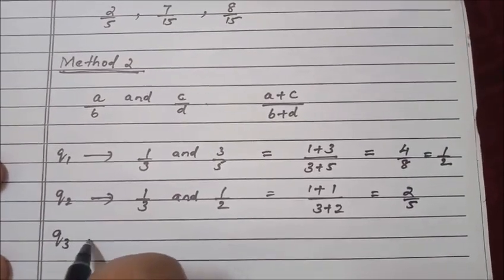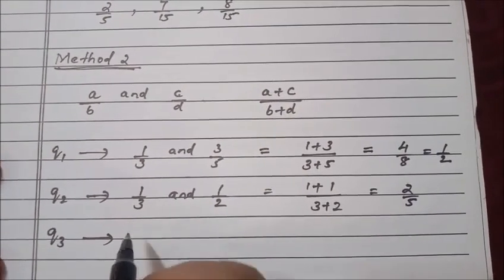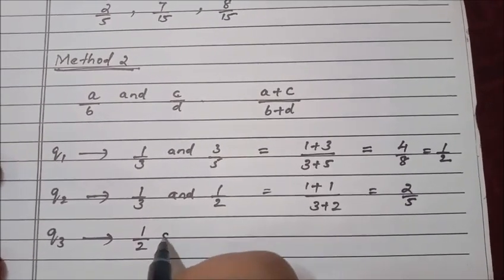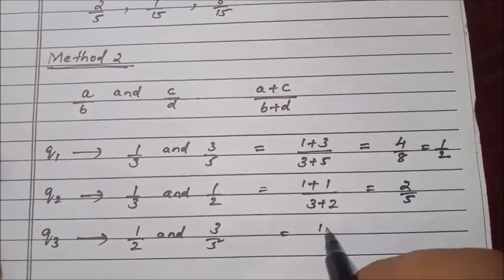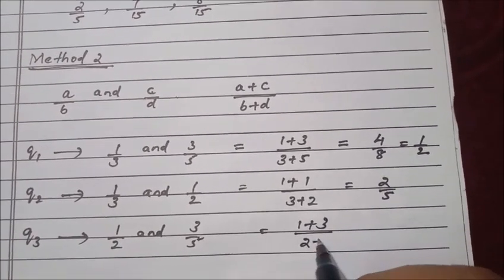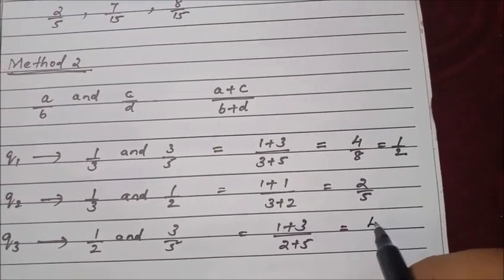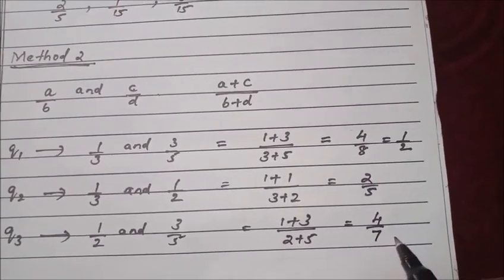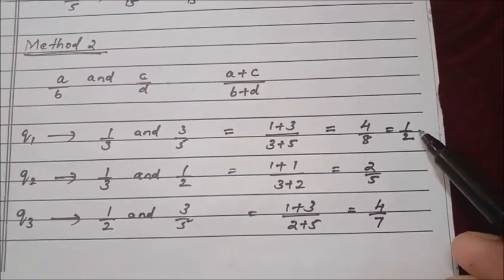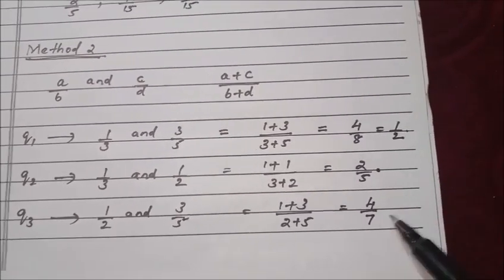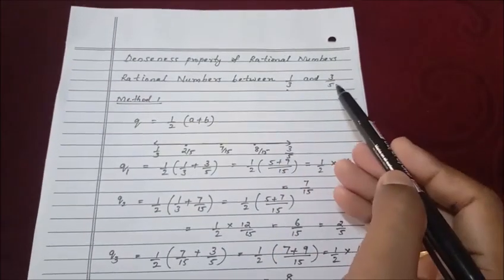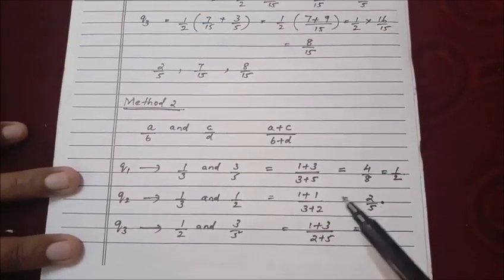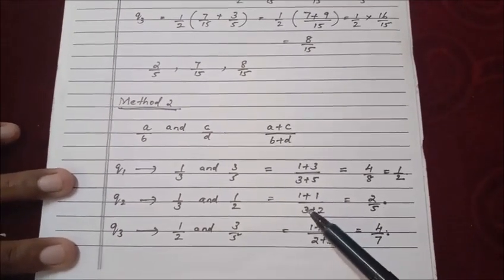Now the third rational number Q3, lying between 1 by 2 and 3 by 5, can be simplified as 1 plus 3 the whole divided by 2 plus 5, which is equal to 4 upon 7. So we can see that 1 upon 2, 2 upon 5 and 4 upon 7 are three rational numbers between 1 by 3 and 3 by 5. Same way we can find more rational numbers by adding the numerators and denominators by considering different numbers between the two given rational numbers.